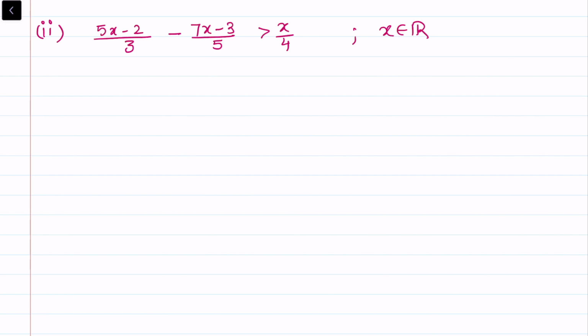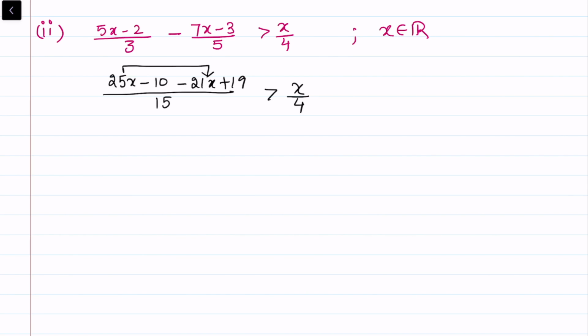Now consider this inequality. Again take the LCM. This becomes 25x minus 10 minus 21x plus 19 greater than x/4. So just add these two quantities, or we may say 25x minus 21x. This will become (4x minus 1)/15 greater than x/4. We can cross multiply because 15 and 4 both are positive. So this will become 4 multiplied by (4x minus 1) greater than 15 into x. There is no change in sign of the inequality.